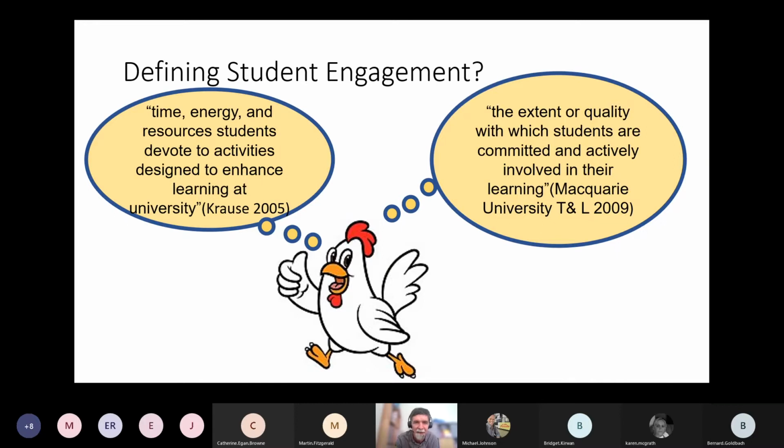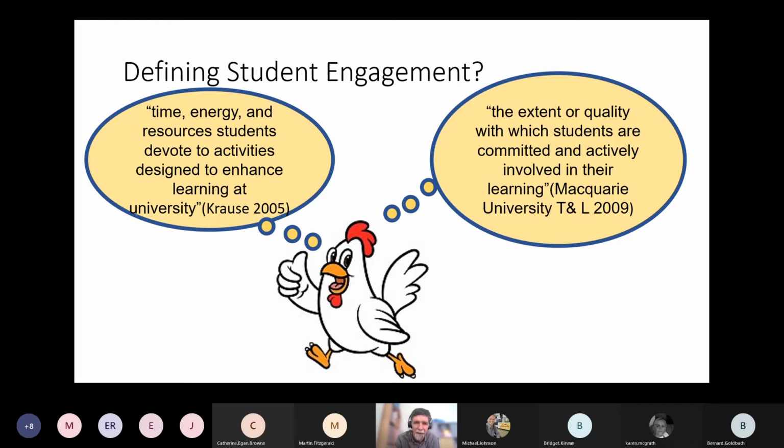So I love that kind of definition, because that's something I can do a few Google Analytics on and get a bit of data on. Thank you very much. So that's quite measurable. On the other hand, you could look at student engagement and talk about being the extent or quality, always a tricky word, with which students are committed and actively involved in their learning. So that would take maybe a little bit more depth to explore. You're probably looking at it in a more qualitative sense.